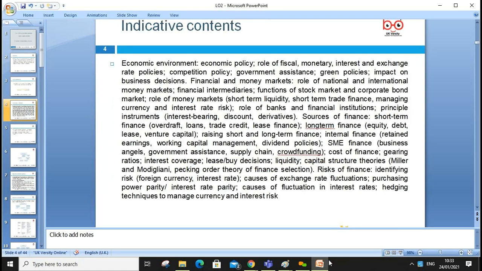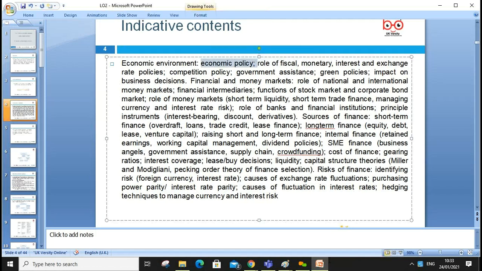So today's lesson content, the keywords: we look around the economics policies, which are very crucial. Fiscal policy is the government policy regarding investment and taxes. Monetary policy is the policy of the central bank. In the UK it's called the central bank; in other parts of the world it's called the state bank.